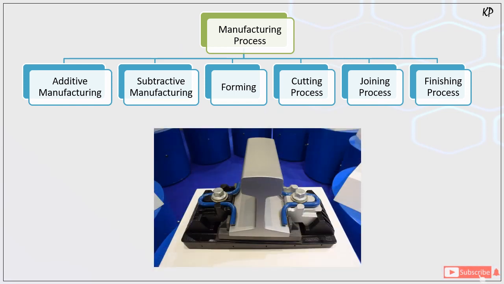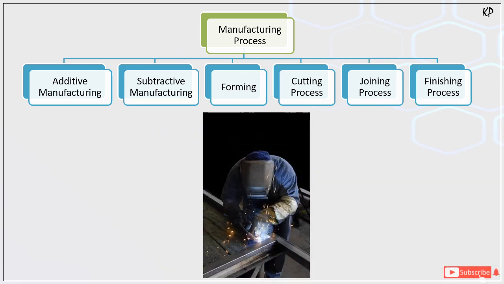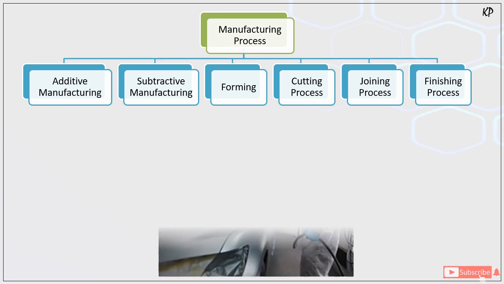Now we come to the joining process. Joining processes are like bolting or riveting or welding. These are the processes used to join two parts to make one assembly or one component. So these are also main processes which are required to make your component and your product.